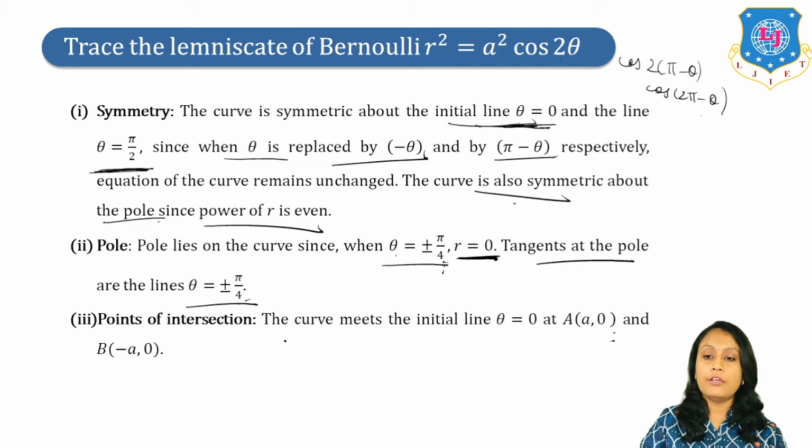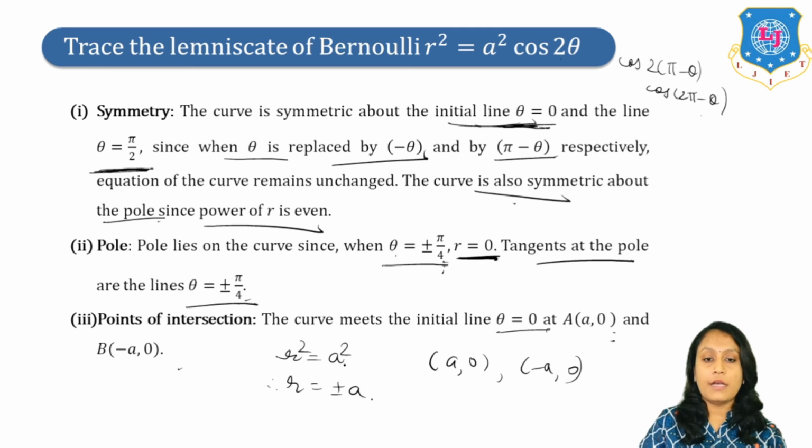Now the points of intersection. The curve meets the initial line, theta equal to 0, at two points: a comma 0 and minus a comma 0. If you substitute theta equal to 0 over here, you will get r square equal to a square, therefore r is equal to plus or minus a. So the intersection points are a comma 0 and minus a comma 0.